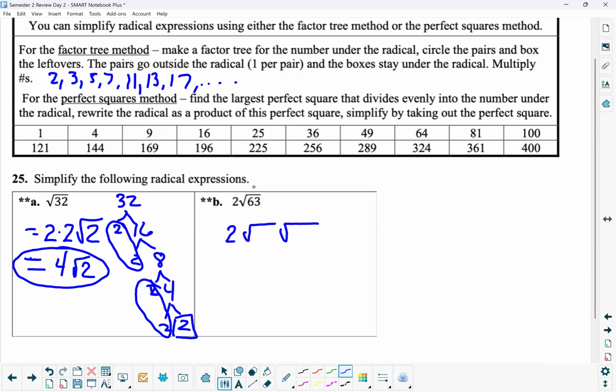36 does not evenly divide into 63. Then I try 25. 63 divided by 25 does not come out even. 63 divided by 16 does not come out even. 63 divided by 9 does come out even. And 63 divided by 9 is 7. So now I take the square root of 9. Now I have that 2 that's out front already. Square root of 9 is 3. The 7 stays underneath the square root. 2 times 3 is 6. Square root 7 is my final answer.